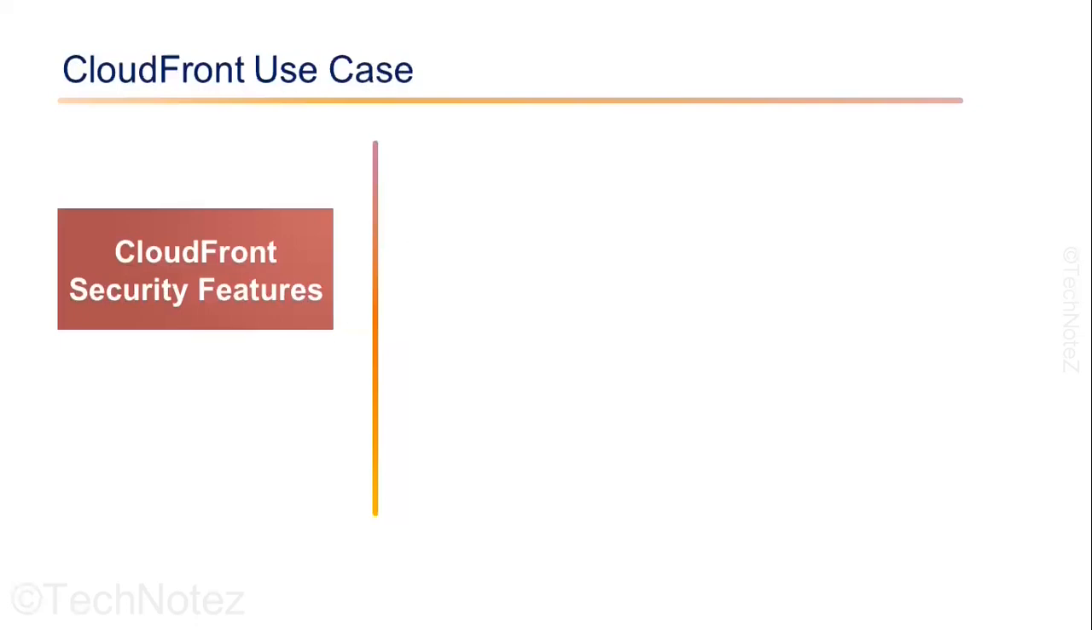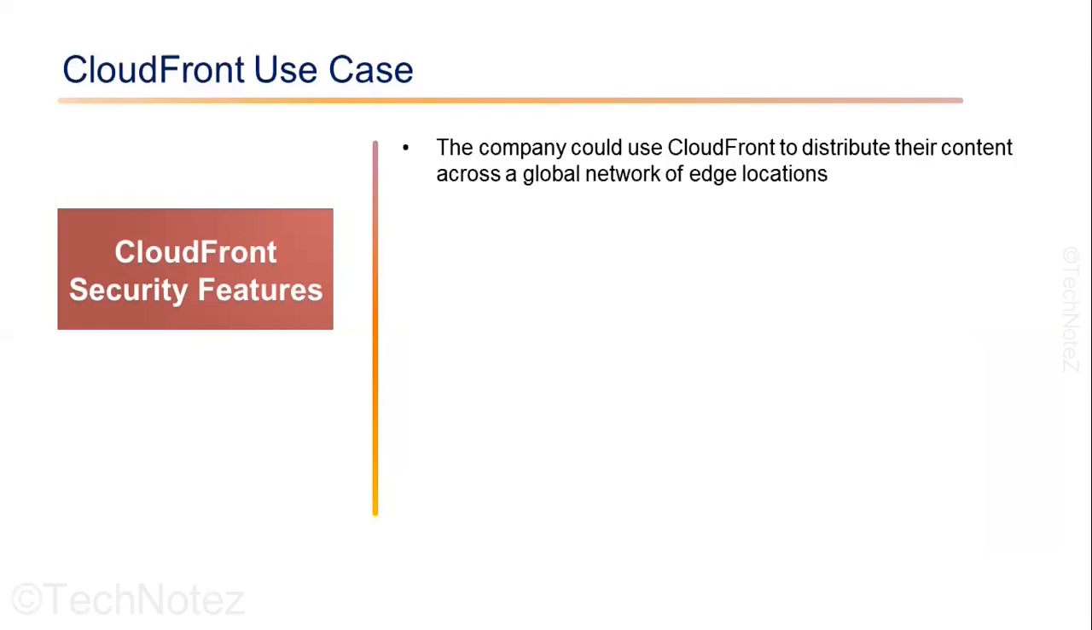A practical use case for Amazon CloudFront would be a company that runs a content-heavy website, such as a news or media website, that needs to deliver the large amount of data and multimedia content to users across the globe. The company could use CloudFront to distribute their content across a global network of edge locations. When a user requests the content from the website, CloudFront routes the request to the edge location that is closest to the user, which can help to reduce the time it takes to download the content. This improves the user experience, especially for users who are located far away from the origin server.